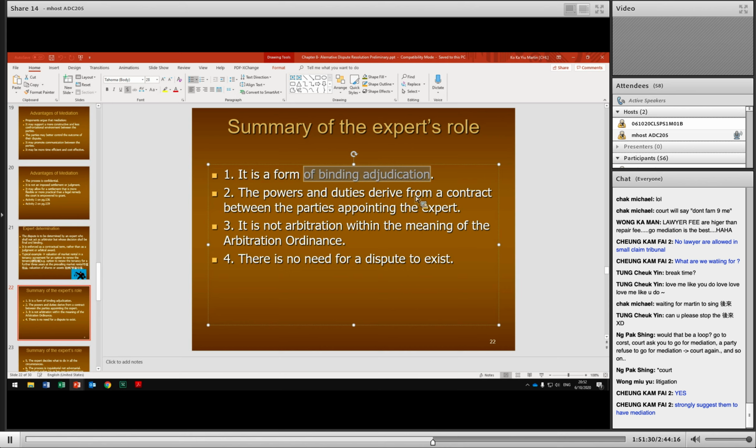Number two, the power and duty derive from a contract between the parties appointing the expert. So it's based on the contract, that's the tenancy agreement between the landlord and the tenant. And also it's not arbitration within the meaning of the Arbitration Ordinance. So the expert will not make other decisions. He only makes a decision on the prevailing market rental, but nothing else. Right? And also there's no need for a dispute to exist. Sometimes the parties will prefer expert determination instead of negotiation between the two parties.